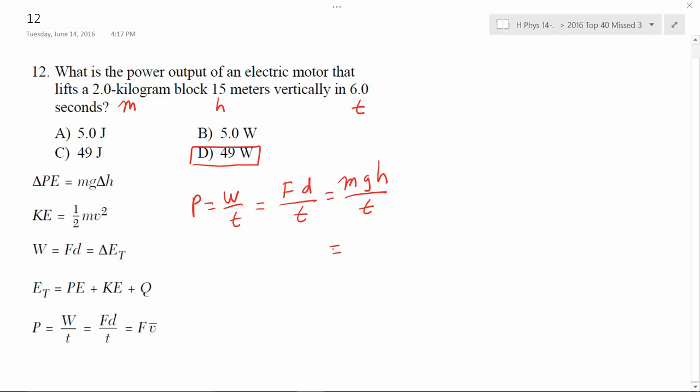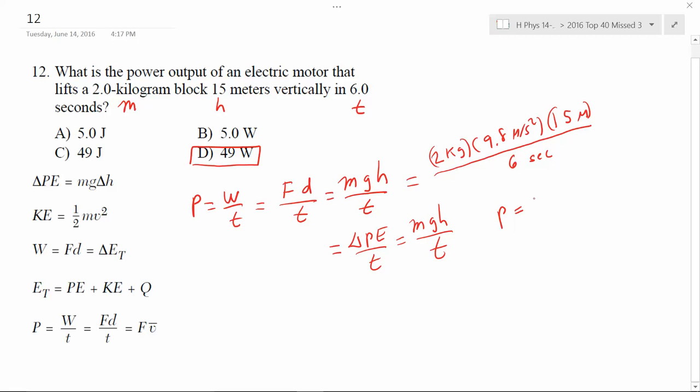Alternatively, you can think of it as the change in the potential energy, because that's what's changing here, divided by time, which again is just going to be mgh divided by time. So no matter how you do it, when you plug in the numbers, you get a power of 49 watts. To be extra sneaky, notice some of the choices have joules, some of them have watts.